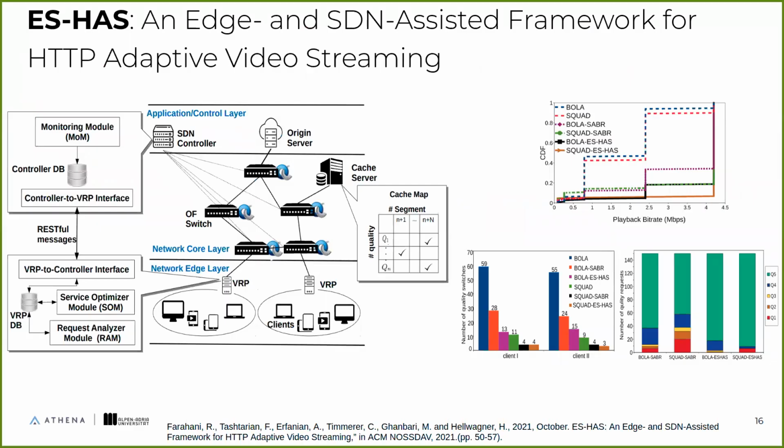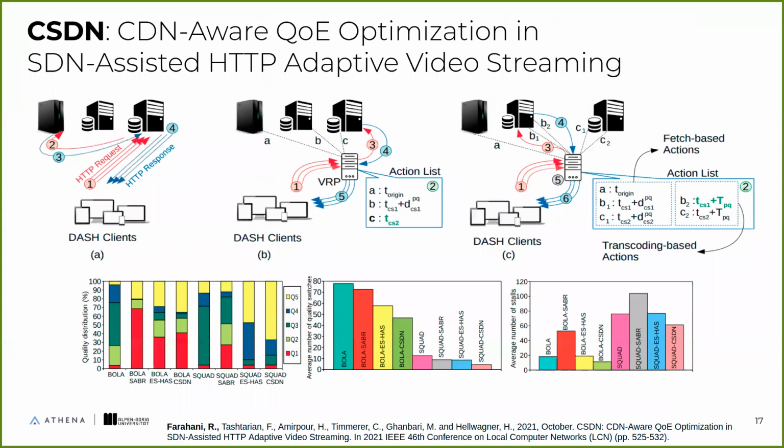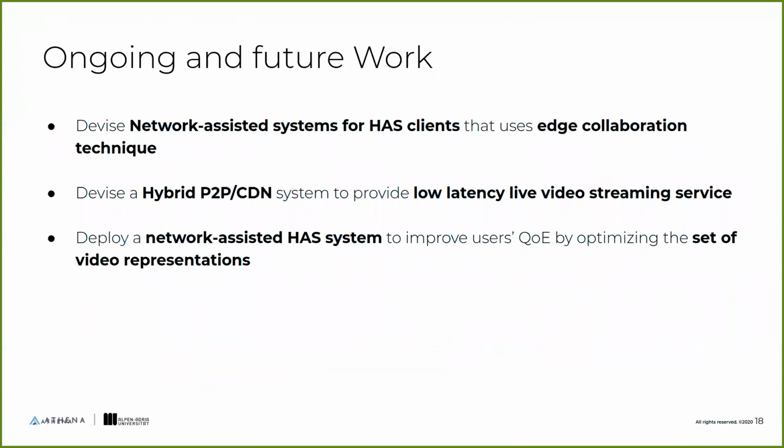As publications, we have two accepted papers, in ACM NOSSDAV called ES-HAS, and CSDN for IEEE LCN, where we try to introduce an edge component and use capabilities like transcoding at the edge or optimization at the edge by replacement quality. In both of them, we could improve the performance of state-of-the-art approaches in terms of QoE.